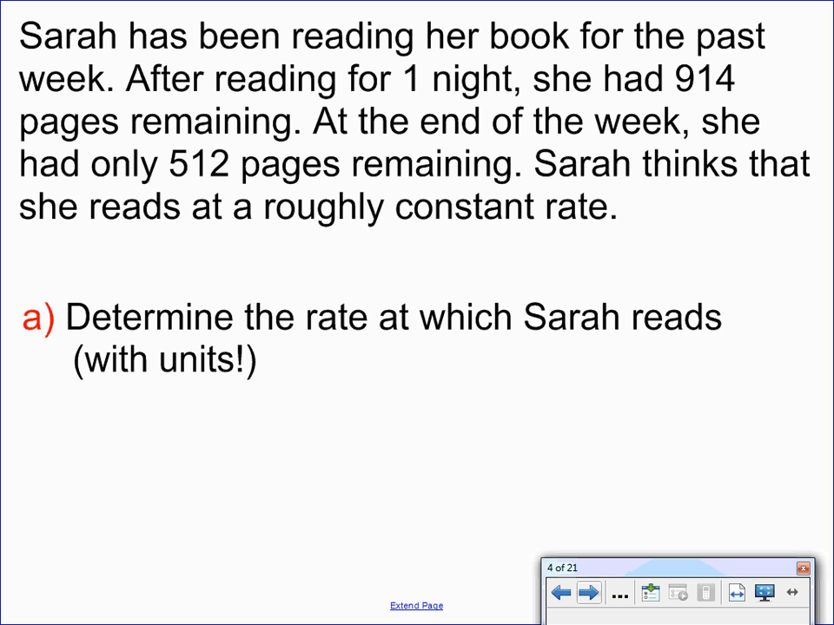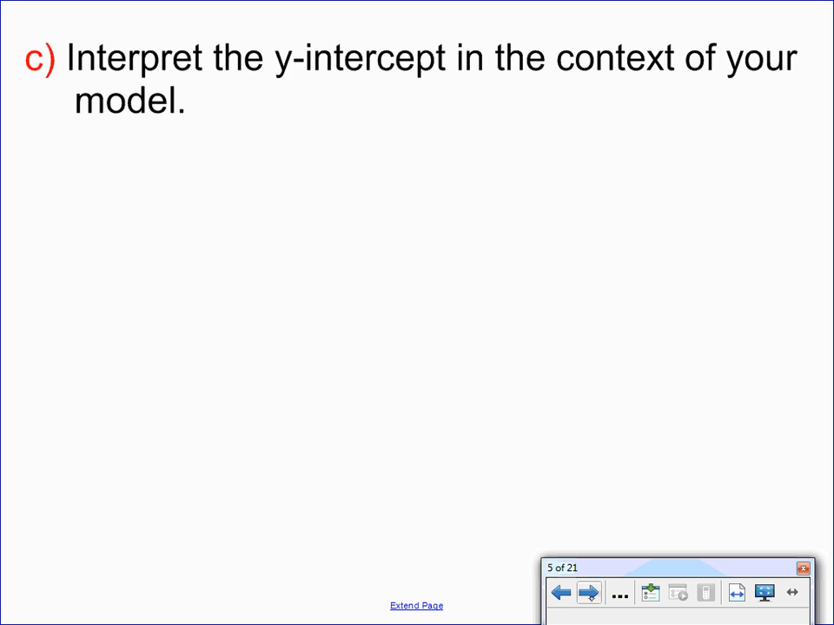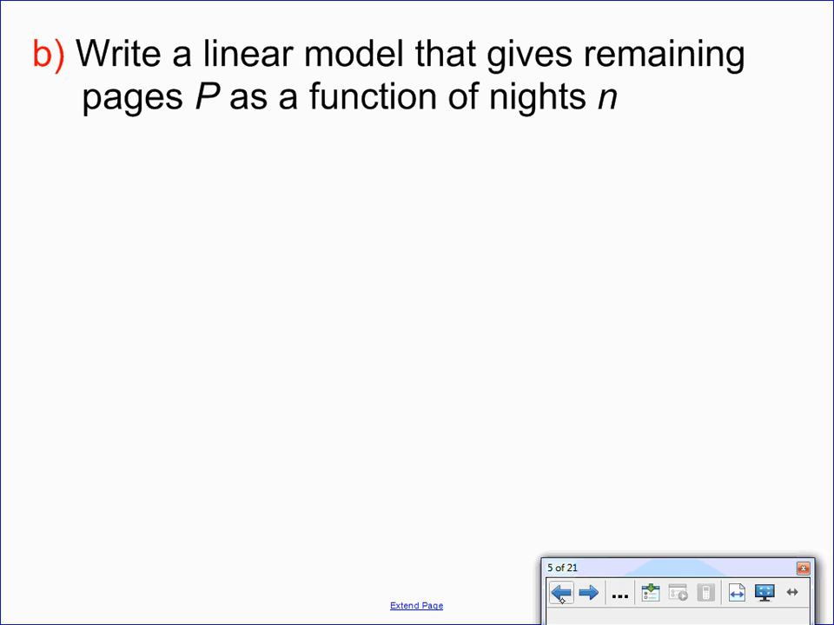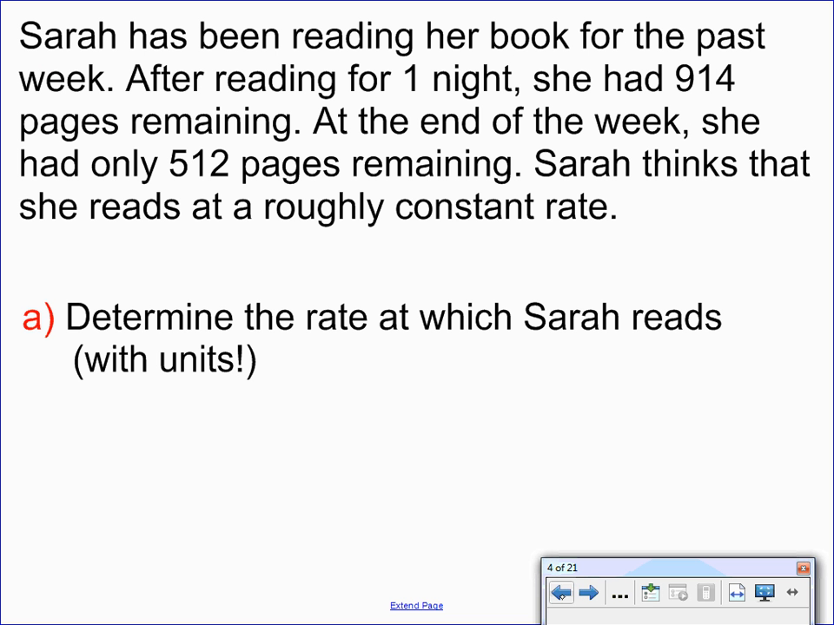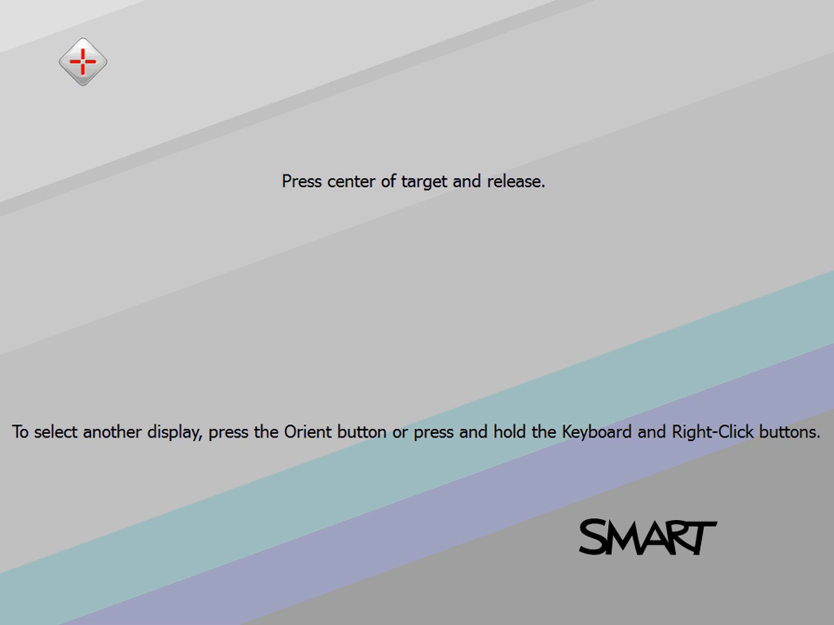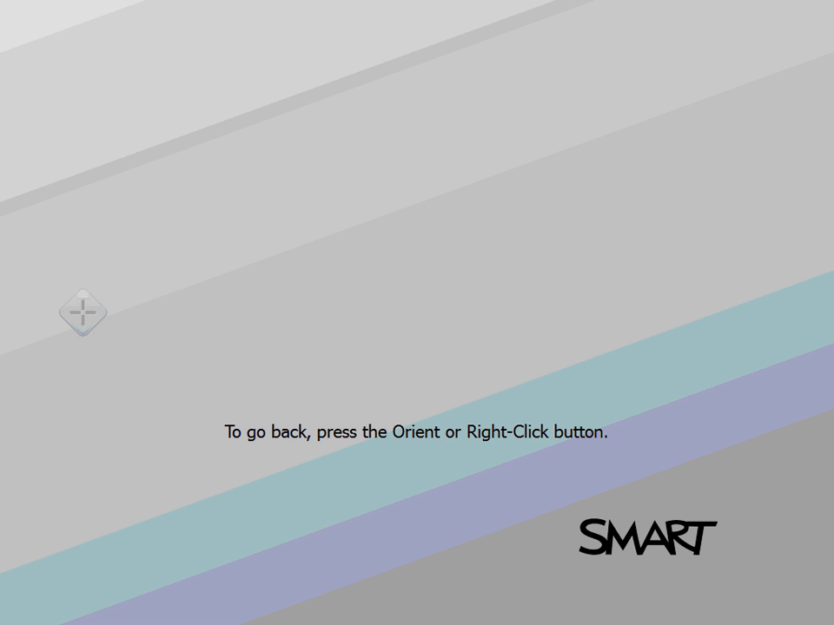So we want to first go ahead and define our variables. It looks like further on, we're told we want a linear model with p pages as a function of n nights. So we'll go ahead and let n equal the number of nights that she's read. P will be the number of pages remaining in her book, and then we can get two ordered pairs. We can then use those two ordered pairs to determine the slope or rate of change in the number of pages remaining with respect to the number of nights she's read.